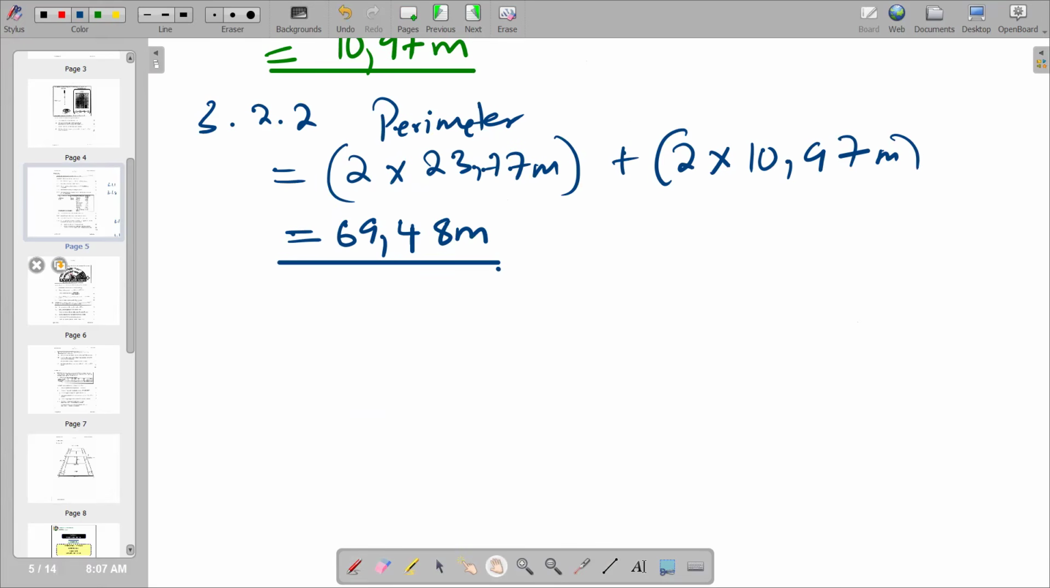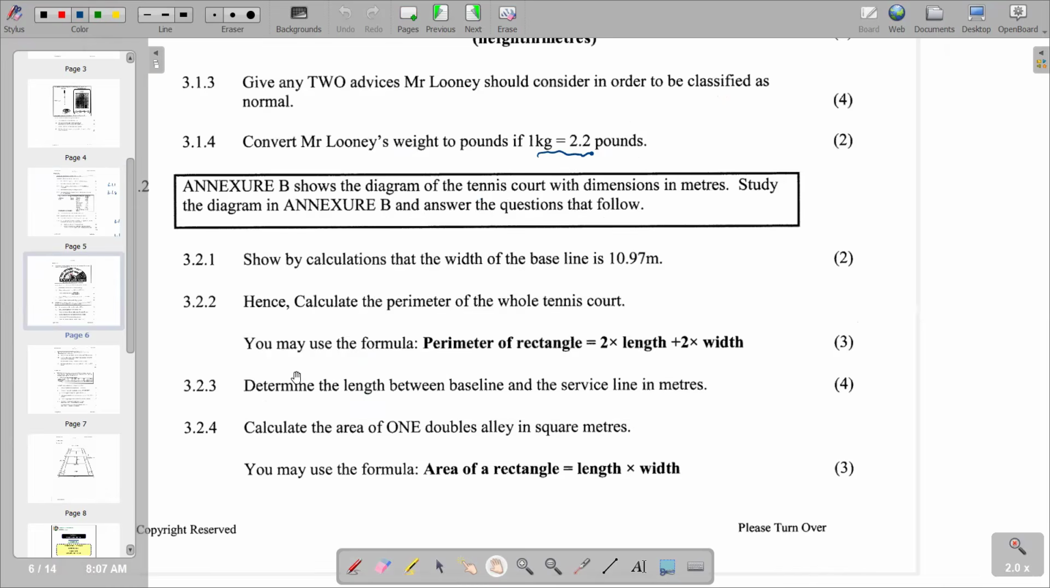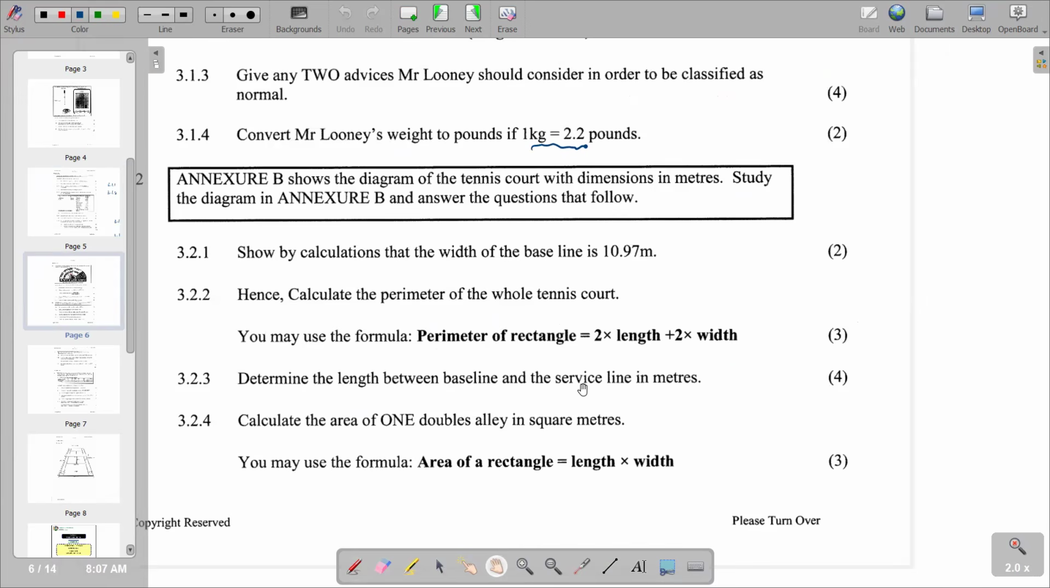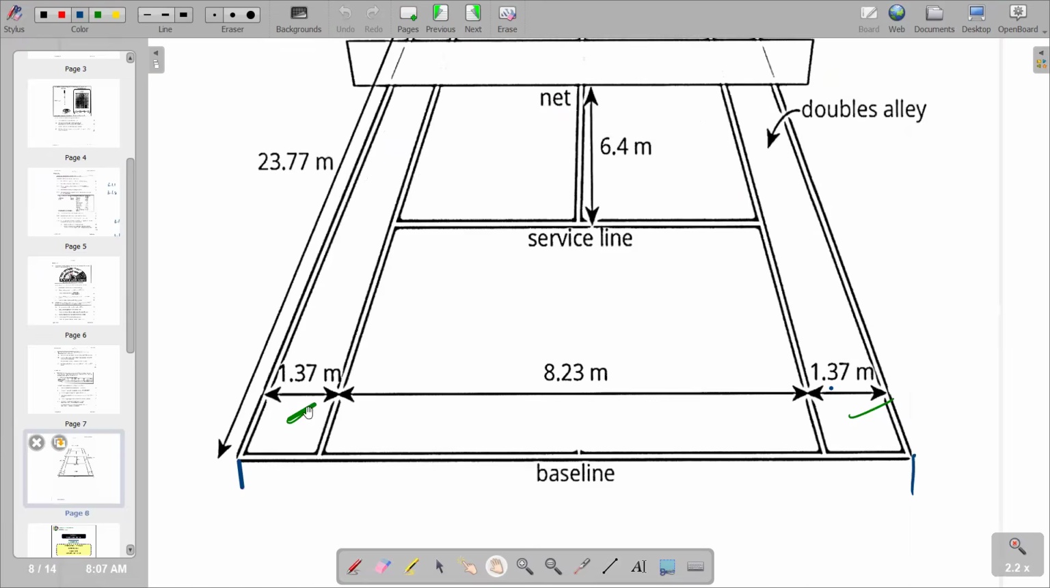So we move on to the next part. Then we go to 3.2.3, determine the length between baseline and the service line in meters. Baseline and the service line. So we know that our baseline, we are having here, and then our service line is here. So the one that we have here is the one that is being asked. But we see that we are not given the length that we have there.